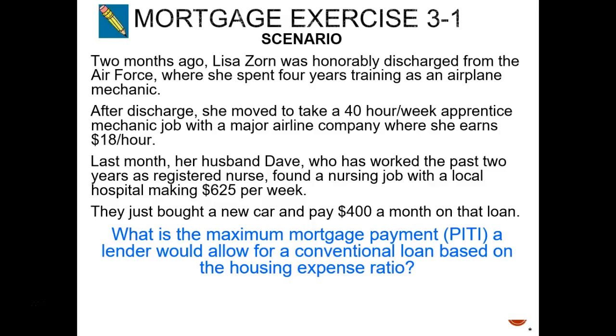Last month, her husband Dave, who works for the past 2 years as a registered nurse, found a job nursing, and he makes $625 a week. What is the maximum mortgage payment that the lender will allow on a conventional loan? Take a few minutes, read through the whole thing again, and calculate the maximum mortgage payment for conventional.